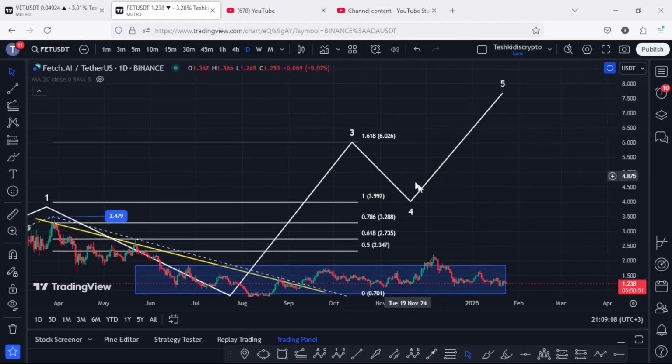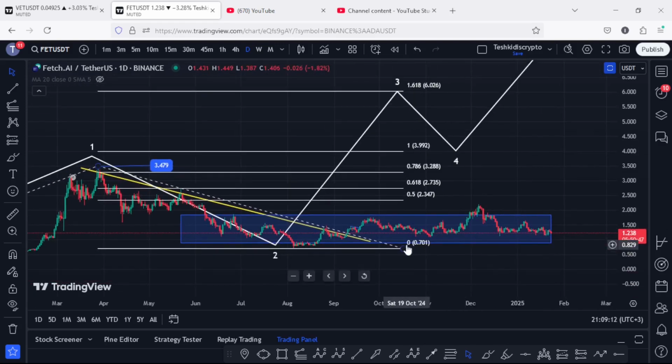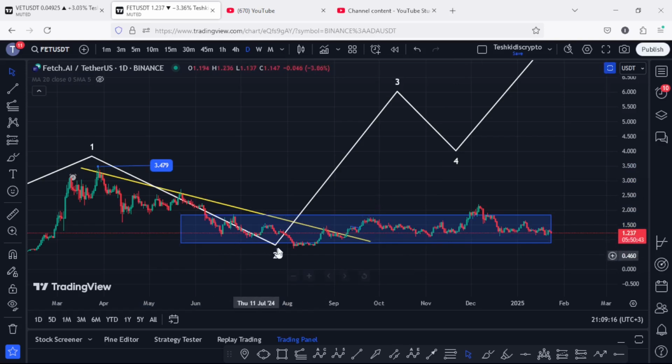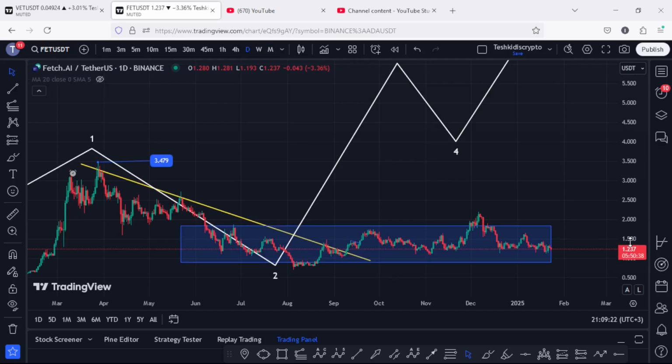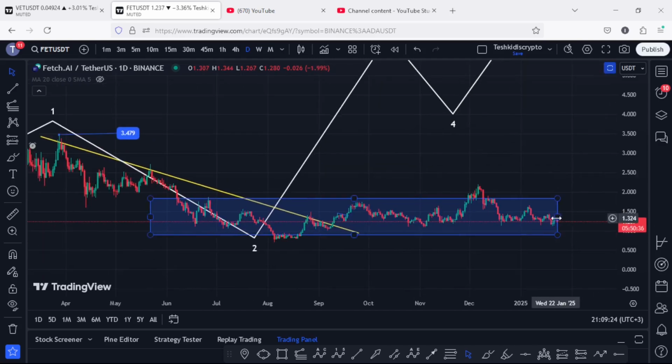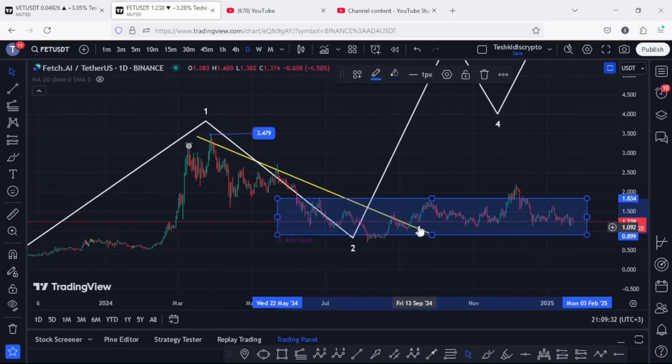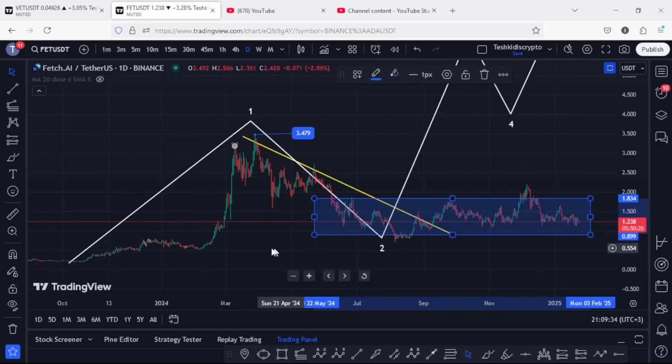Then we can expect a wave 4 and then continue pushing higher to new all-time highs, possibly above the 10 USDT. So that is my long-term perspective of this chart. But from the price action that we are seeing at the moment, there are high chances that we still don't have a low in place in the formation of this wave 2, and there's a very high chance that we can easily get one more new low in the formation of this wave 2.